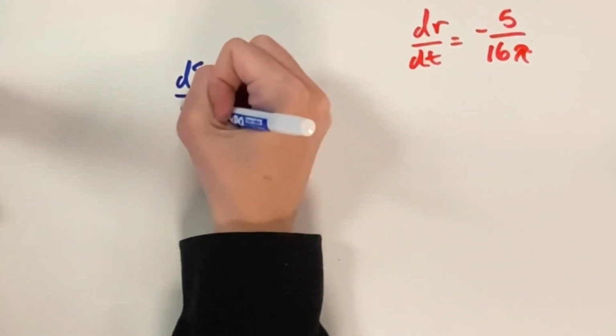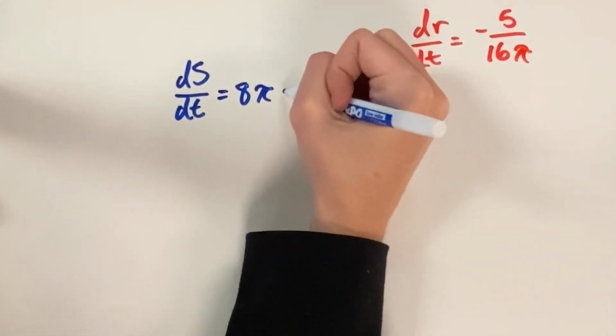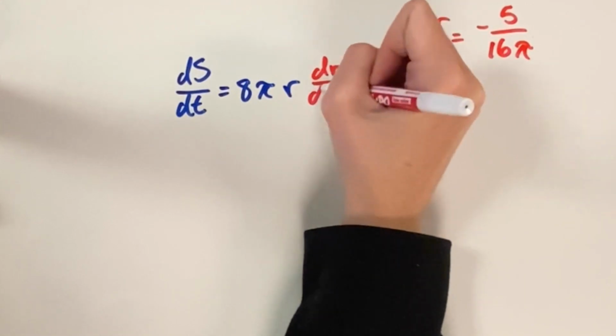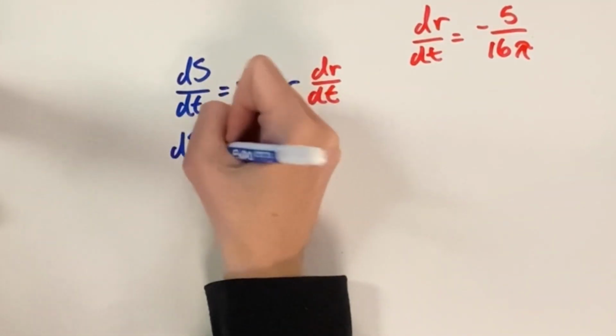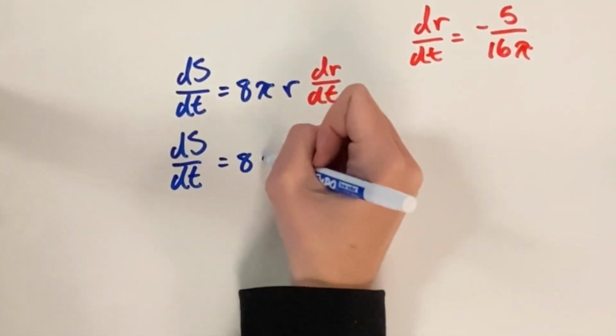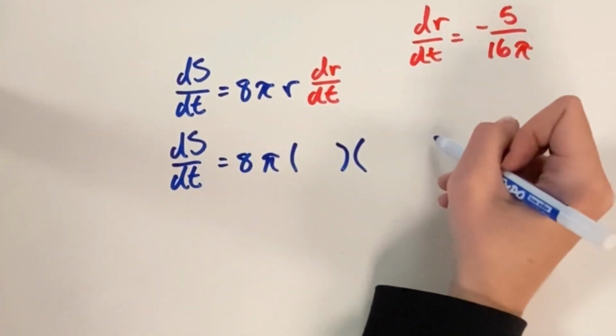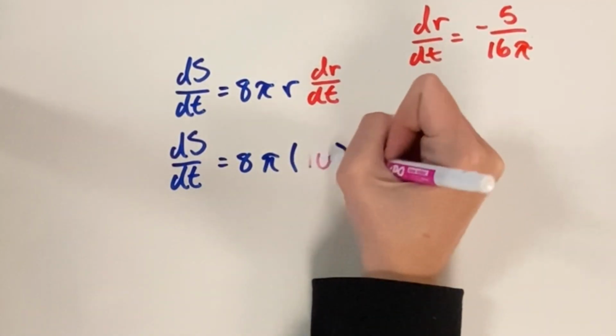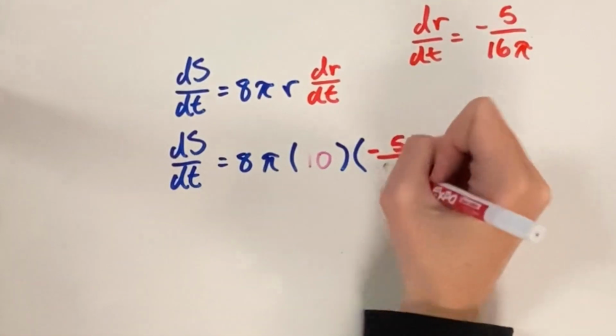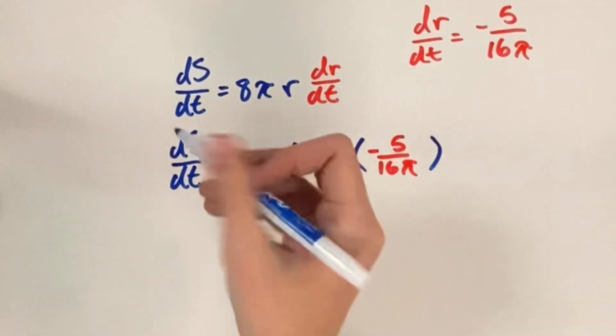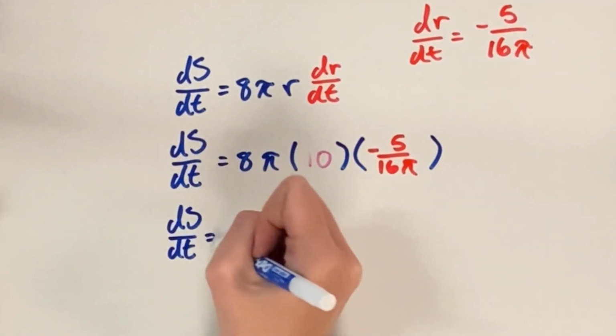In the equation dS/dt equals 8 pi r dr/dt, we can substitute in negative 5 over 16 pi for dr/dt and 10 for r. This gives us dS/dt equals negative 25 inches squared per minute. Therefore, the surface area is decreasing at a rate of 25 inches squared per minute when the diameter is 20 inches.